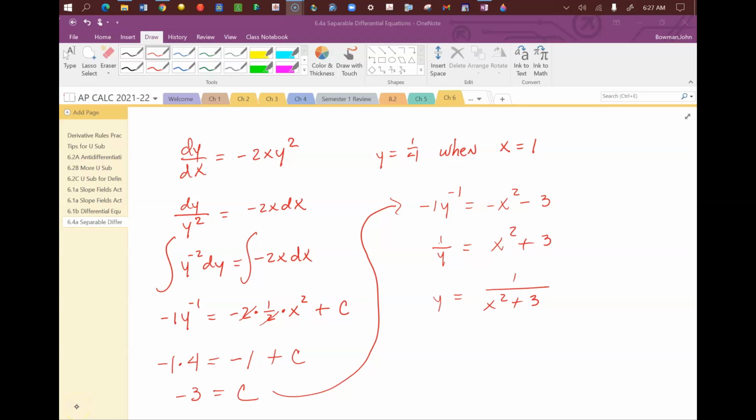And I think it's a good idea to check and make sure that you meet the conditions that y is 1/4 when x is equal to 1. And if you plug that in, that is the case. And sometimes you're asked about the domain of this function. So our domain, as you can tell by looking at it, is from negative infinity to positive infinity, because there are no restrictions on the value of x.